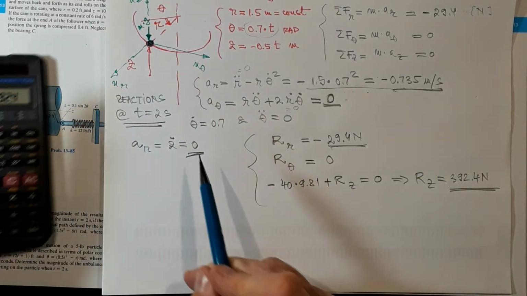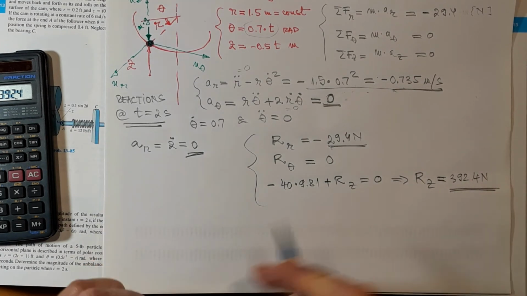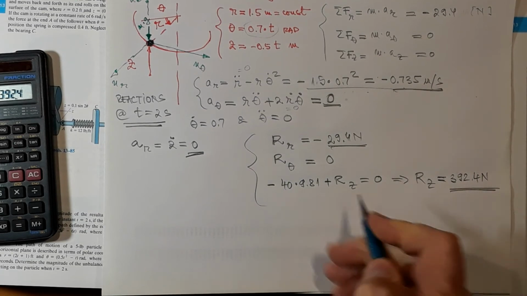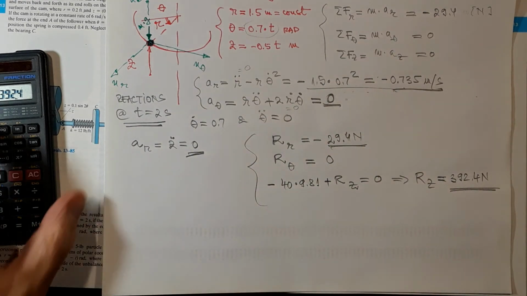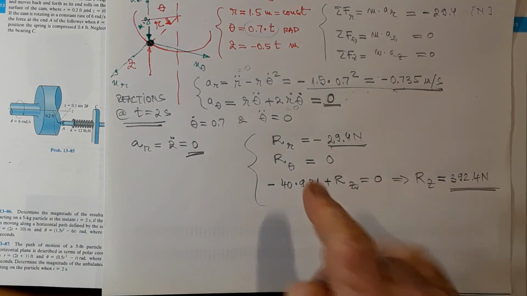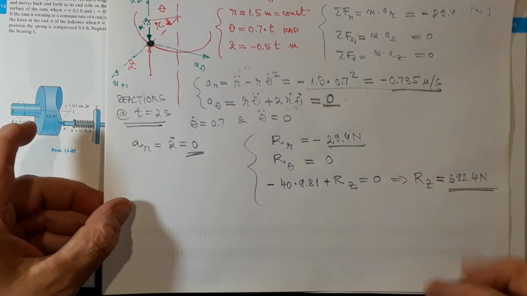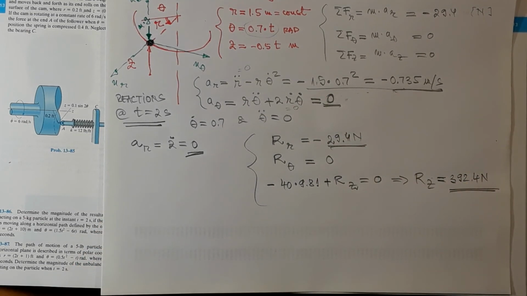So the answers are: radial direction 29.4 newtons, and it's towards the axis of the helix of the slide. In the transverse direction, I don't have a reaction, and in the z direction we're essentially resisting the weight of the boy. We can calculate the magnitude of the 3 components: you square them, sum them, and take the square root, and that will be the magnitude of the resultant reaction. All right, so this was it.